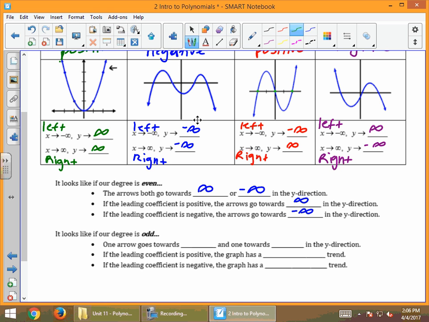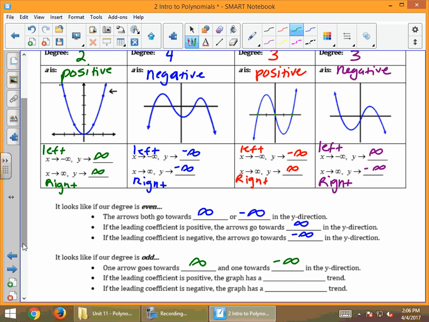If the degree is odd, one arrow goes towards positive while the other one goes towards negative infinity. So essentially they're going in opposite directions. One's pointing up, the other's going to be pointing down. Okay. If the leading coefficient is positive, the graph has a what?